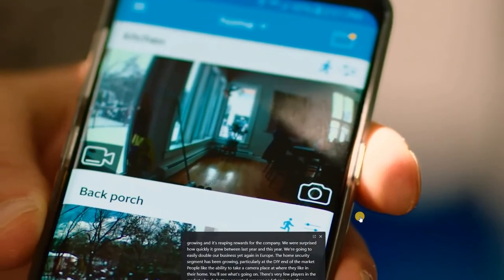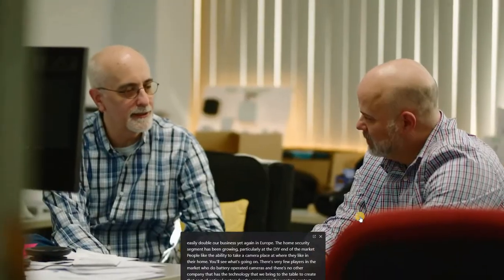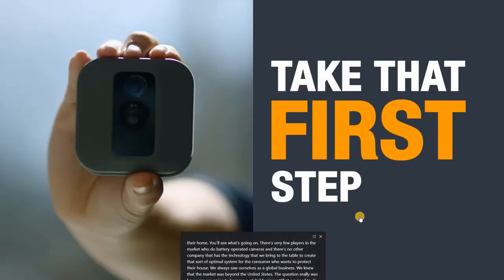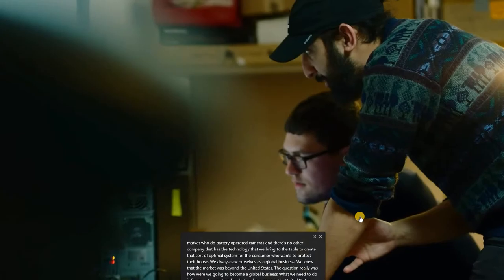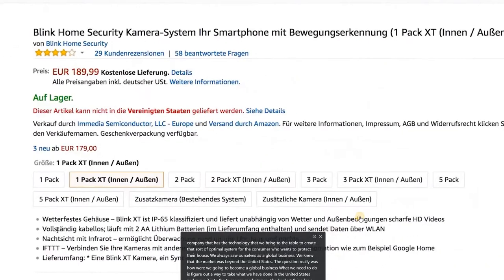We always saw ourselves as a global business. We knew that the market was beyond the United States. The question really was, how were we going to become a global business? What we need to do is figure out a way to take what we had done in the United States and move it into the European marketplace. The hardest thing for a small U.S. company to do is take that first step. We knew that there were going to be a number of challenges. One of the challenges was language support. We knew we had to have local support. That's a requirement over there. And we also knew that we had to be able to generate demand in Europe, and that was going to have to be in different languages as well.